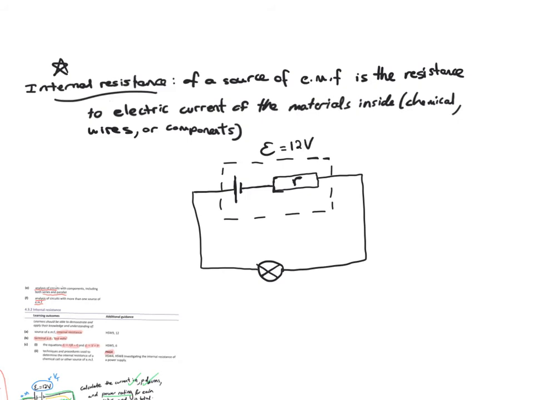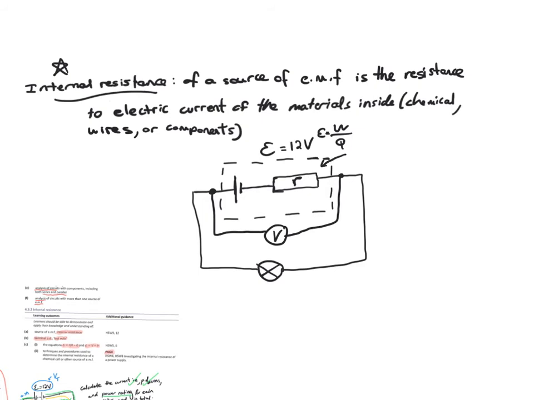Now, if there is an internal resistance in a circuit, that means that not all of this EMF, so all the energy transferred to each unit charge, would actually be available to the rest of the circuit. So if I placed a voltmeter at the terminals of a power supply for a complete circuit, my potential difference measured across those terminals will be less than 12 volts, because some energy already got lost within the power supply.